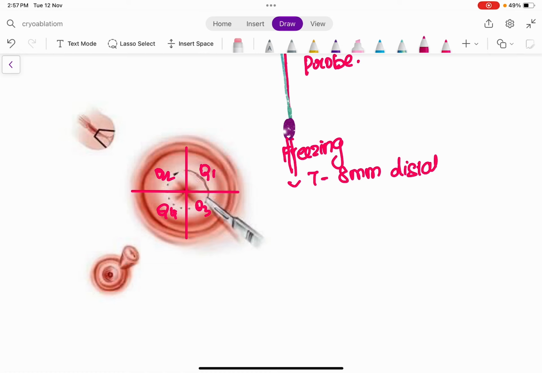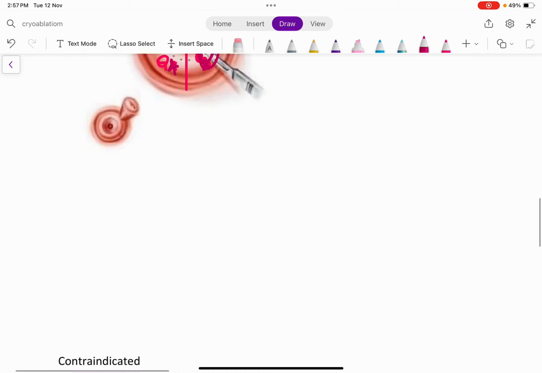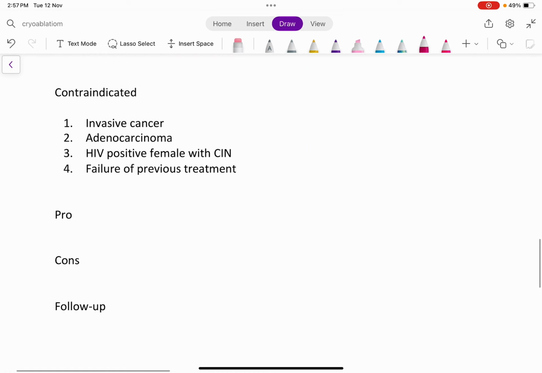So what are the quadrants of the cervix? This is quadrant 1, 2, 3, 4. So definitely the lesion, if present, should be present only in 2 quadrants of the cervix. Is that clear? Okay. Now, what are the contraindications?